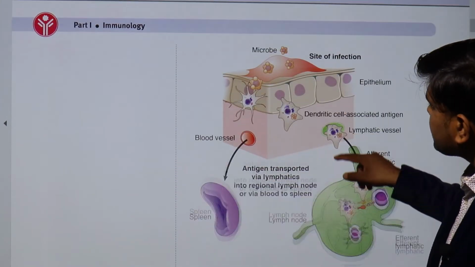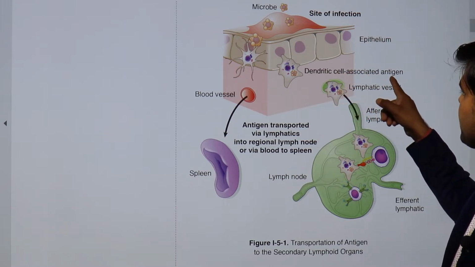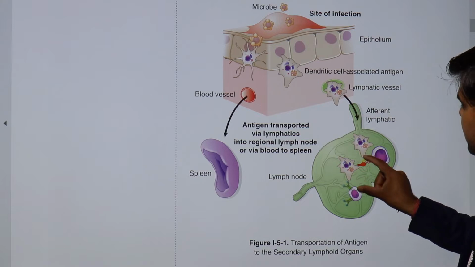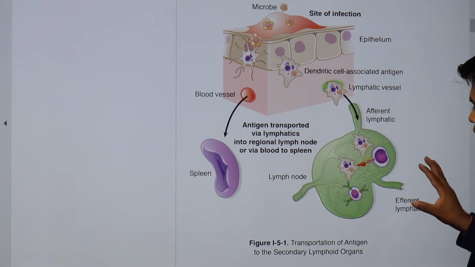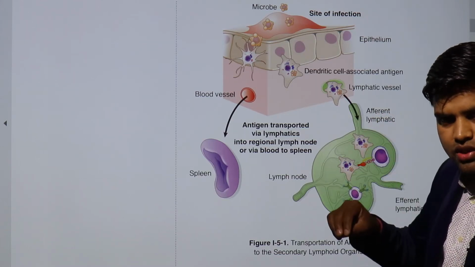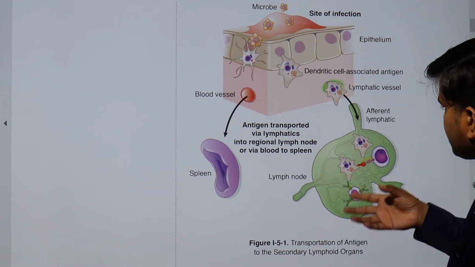So this is the picture where you can see, from the site of infection, if it is a dendritic cell associated antigen in the tissue area, then through the lymphatics it will be carried to the regional lymph node through the afferent, and exits through the efferent. This lymph is actually carried by the thoracic duct to the vena cava, and finally to the heart, into the blood.